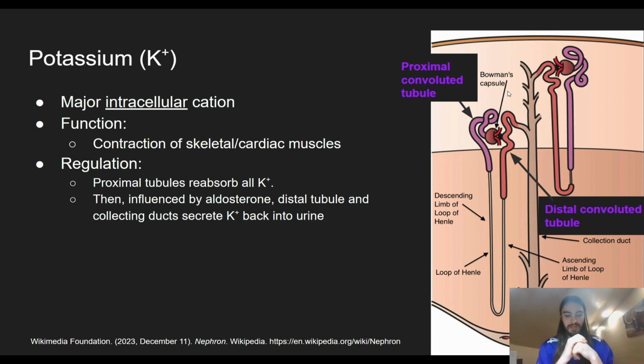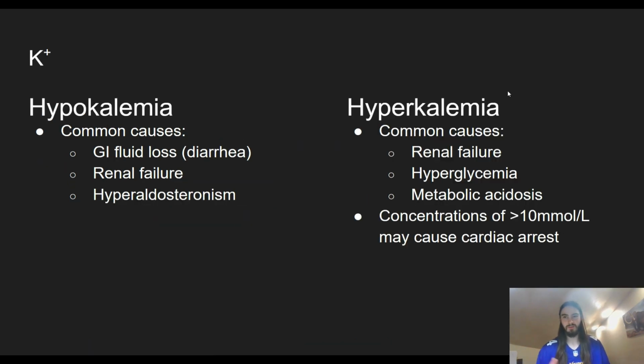Regulation of potassium: proximal tubules will reabsorb all potassium, and then under the influence of aldosterone, the distal tubule and collecting duct will secrete it back into the urine. So that's another common theme with electrolyte imbalances: hormone imbalances, hyperparathyroidism. Anything that would increase the aldosterone in the system would cause a decrease in potassium because the kidney is over excreting that electrolyte.